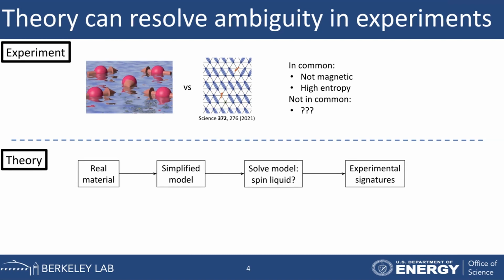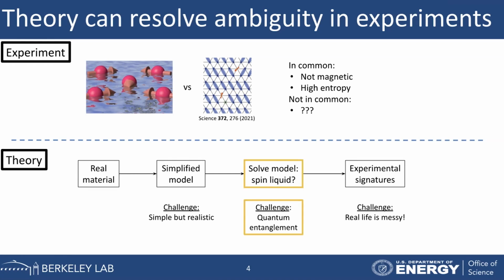We start with our real material. We try to make a simplified model of it. Then we try to solve that model and ask whether we got a spin liquid or not, and then we ask what are the experimental signatures. And there's a lot of challenges here. It's hard to make a model which is both simple enough to solve and to get some conceptual understanding out of it, but still realistic enough to actually capture what's going on in the material. Then it's really hard to solve that model due to quantum entanglement. And finally, even if you can solve the model, translating that into a real material which has some defects and imperfections is going to be quite challenging. So today's talk, I'm just going to focus in this middle part on the challenge of solving the model, and in particular, the challenge of quantum entanglement.